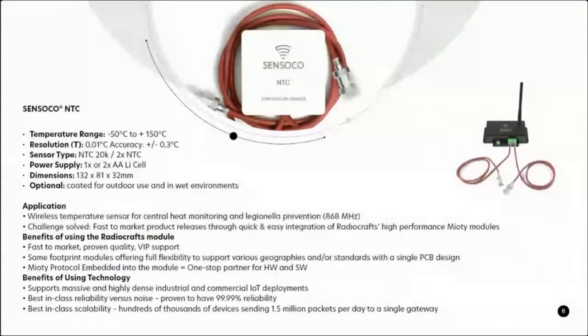The Sensoko NTC wireless sensor goes from -50 to 150 plus degrees Celsius, and is also a battery operated sensor, which makes it very highly practicable for field applications, such as monitoring of heating systems, circulation of liquids, and so on.